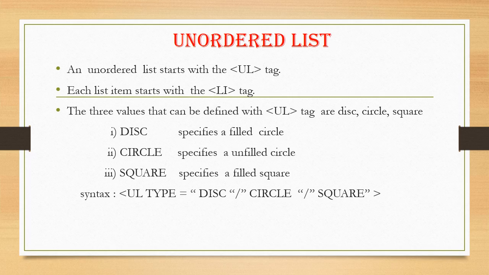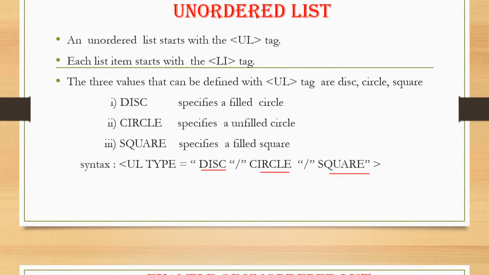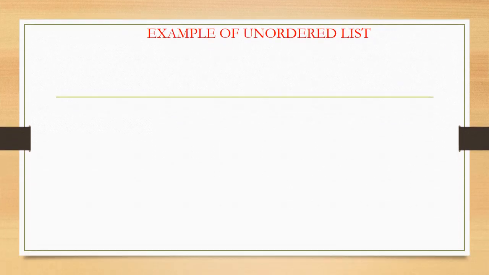The syntax of writing it is UL, then we specify the type. The type can be disk, circle, or square. This is how we write the unordered list. I'll write an example and show you how to do the unordered list. Now I want to do an example of the unordered list. The example I'm going to do here is vegetables.